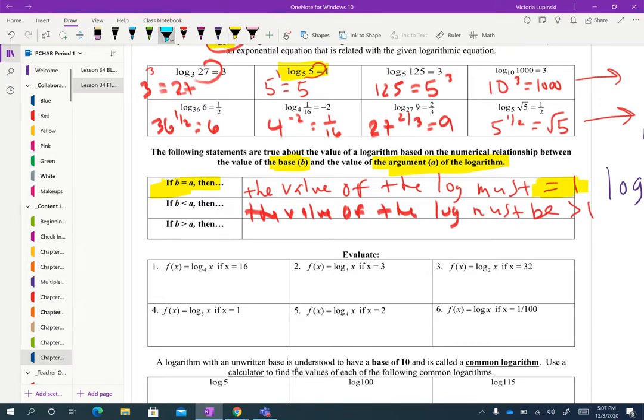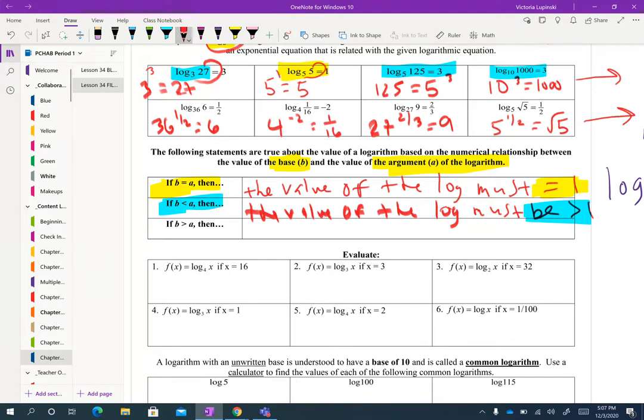So if b is less than a, then the value of the log must be greater than 1. And if you look above here, let's find all the places where that's true. So all the values where b is less than a, that would be this one, this one, this one. All the places where b is less than a, notice that all of those solutions are clearly bigger than 1.